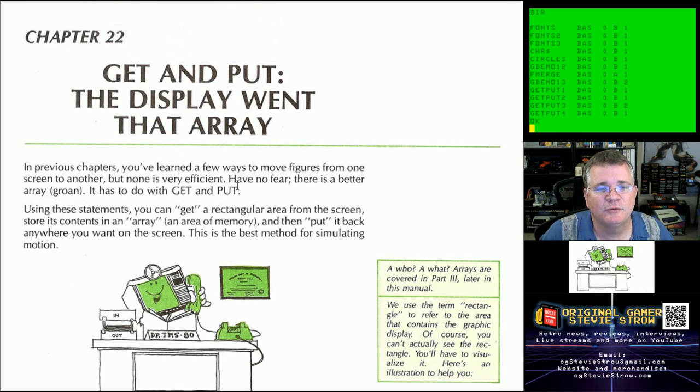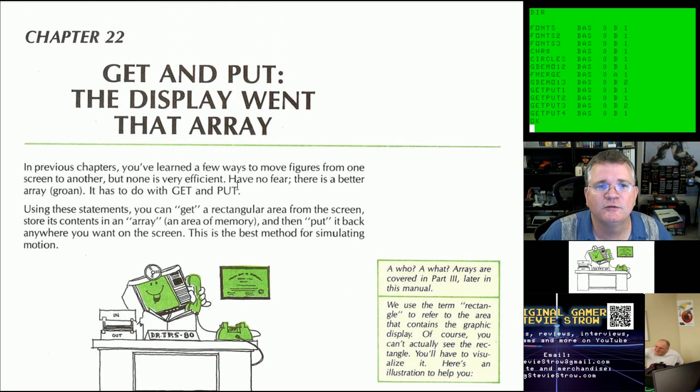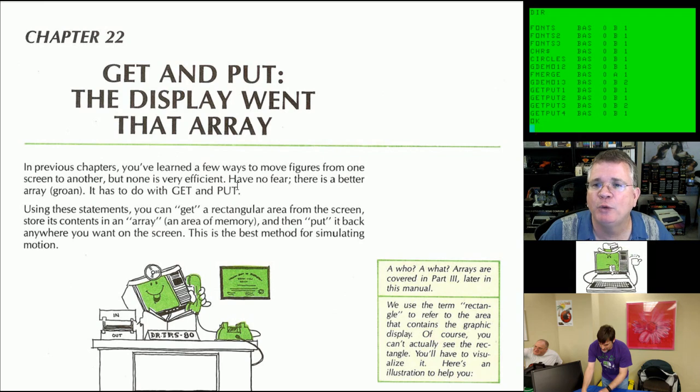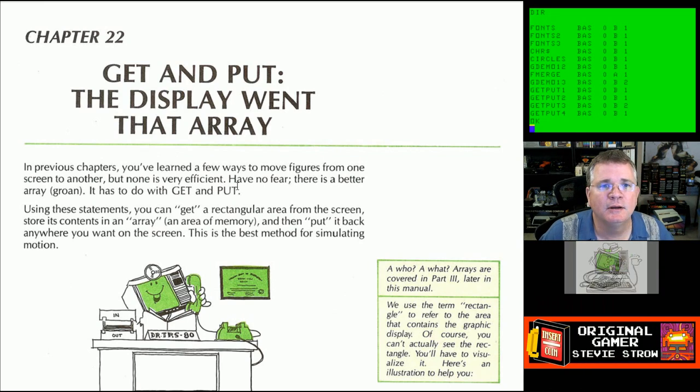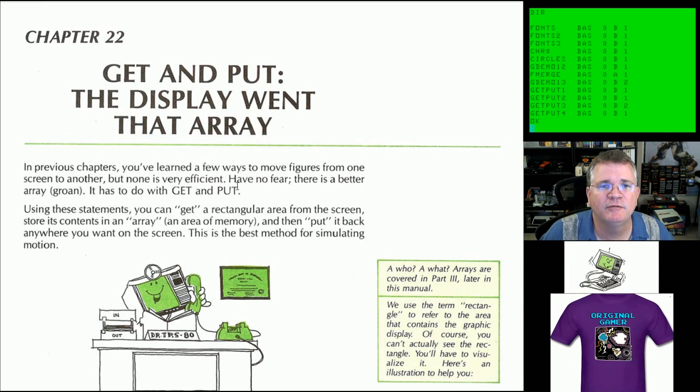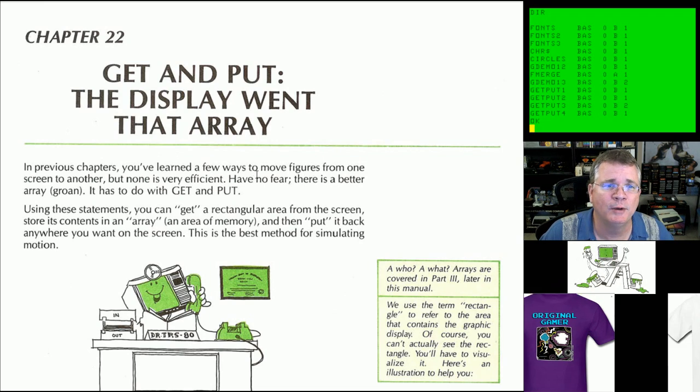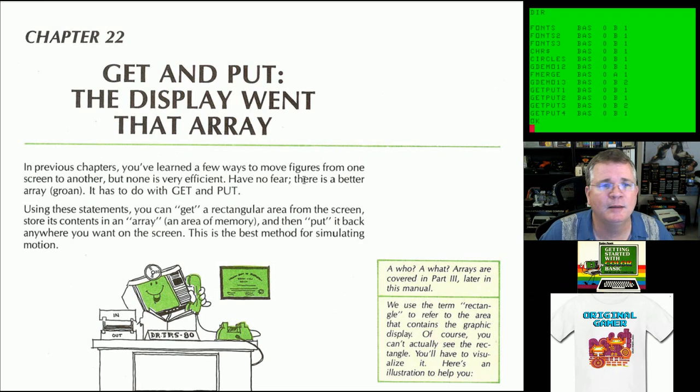So this chapter is chapter 22, Get Input, the display that went array. Alright, in previous chapters you have learned a few ways to move figures from one screen to another, but none is very efficient. Have no fear. There is a better array grown. It has to do with get and put.